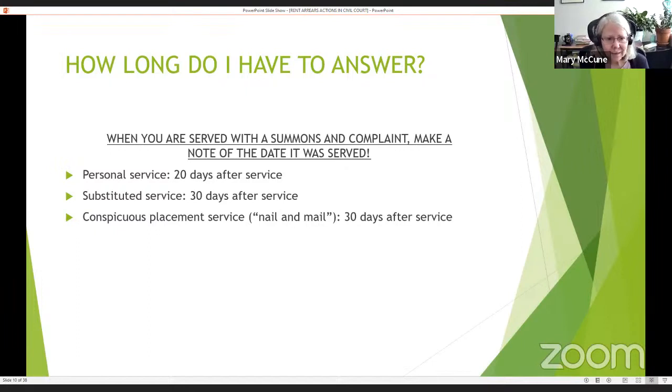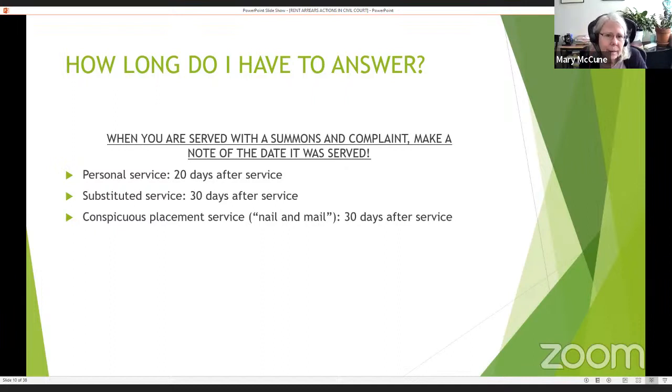If you were served personally, you have 20 days after they handed it to you. That's how long you have. If they gave it to somebody else in the apartment, you have 30 days. If it was left on your door, 30 days. So make a note. If you get served with a summons and complaint, note down the date you got it, because the day it was served is going to determine when your deadline for filing in court is. Sometimes people are out of town and they come back and there's a notice on the door. They have no idea when it was served. Then just go as soon as possible.